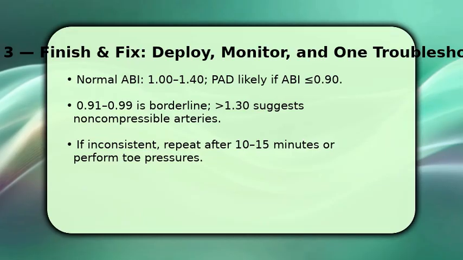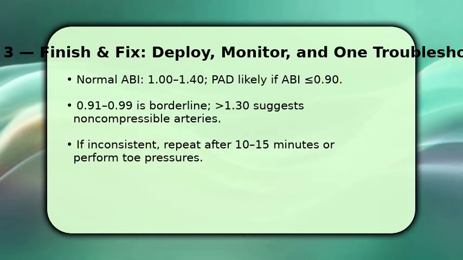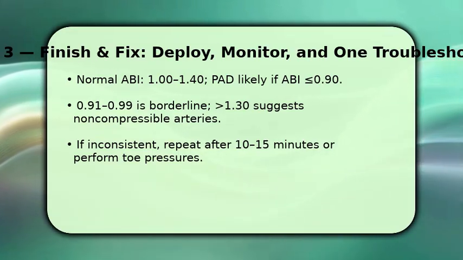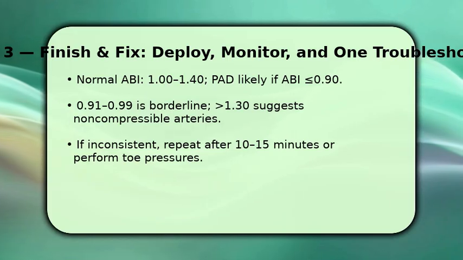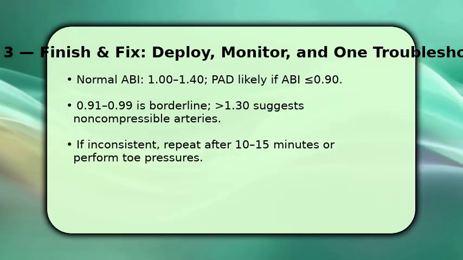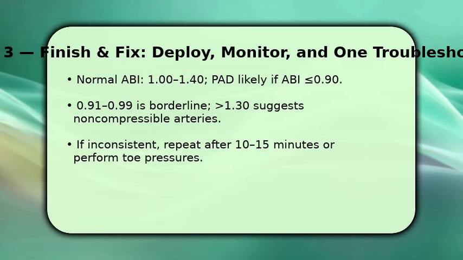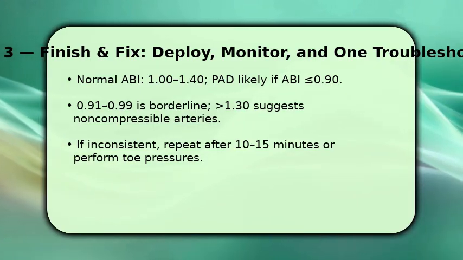You should treat 1.00 to 1.40 as normal, an ABI of 0.90 or below indicates peripheral artery disease, and 0.91 to 0.99 is borderline. If you see an ABI above 1.30, suspect non-compressible arteries and consider toe pressures or vascular lab studies.